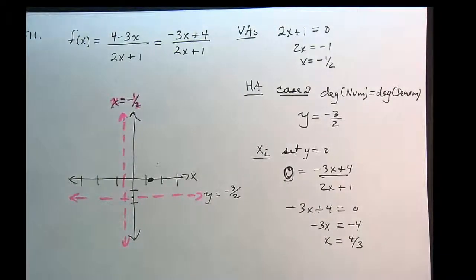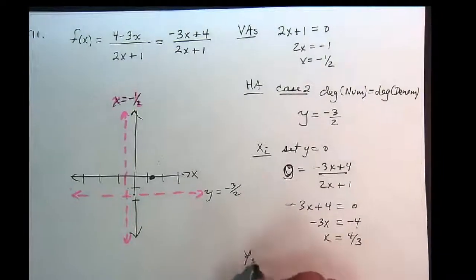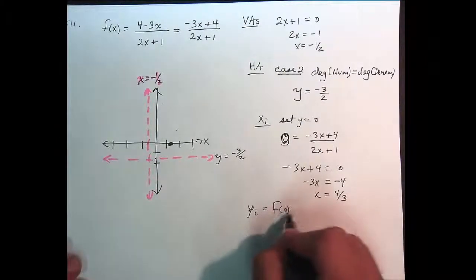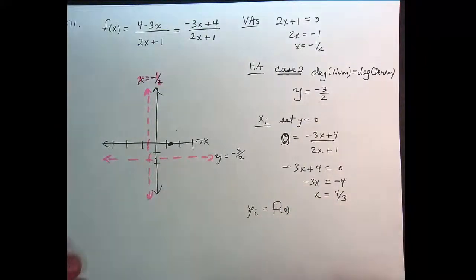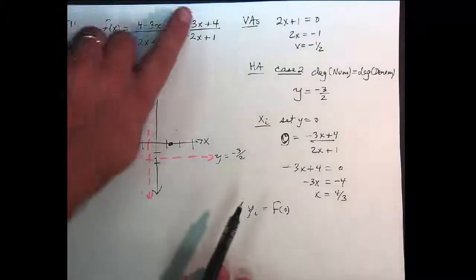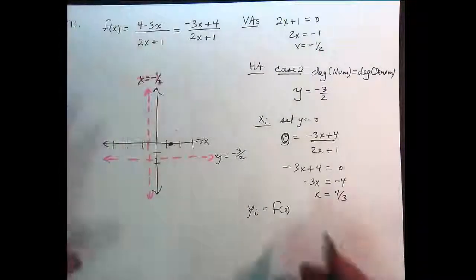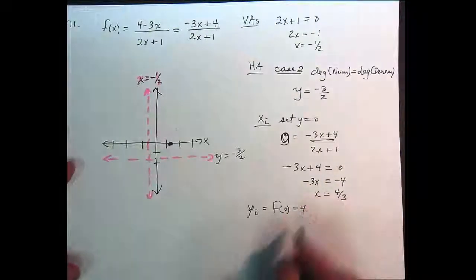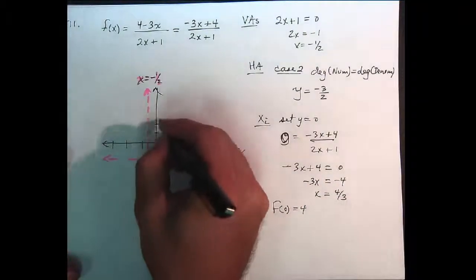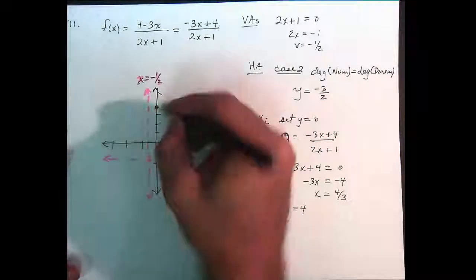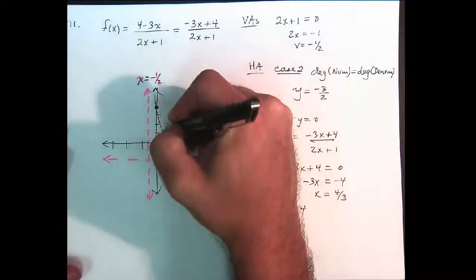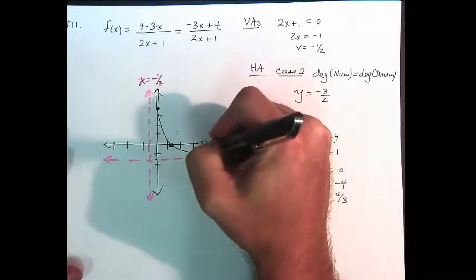And the y-intercept is just f of 0, right? You're plugging in 0 for x. If you plug in 0 for x, both of these guys disappear. And you're left with 4. So the answer is 4. 0 comma 4. 1, 2, 3, 4. And so the graph must look like this.